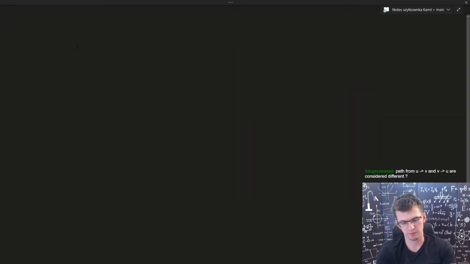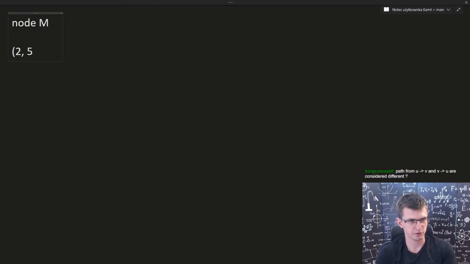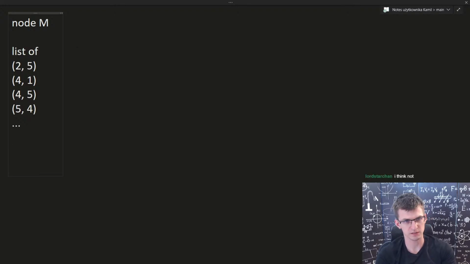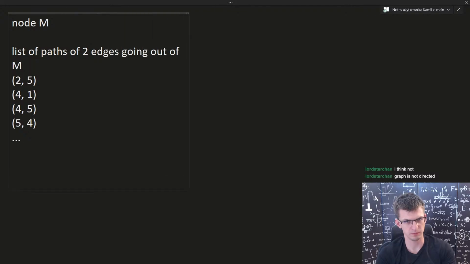We focus on node M, at the middle one, and we find all paths of two edges going out of here. Each of them will be described by a pair of vertices. So maybe there is a pair 2, 5 going out of M, maybe there is a pair 4, 1, maybe there is a pair 4, 5, maybe there is also 5, 4, because maybe from M you can go to 4 and then 5, or the other way around. And so on. There is such a long list. What is the size of this list? This is the list of paths of two edges going out of M.